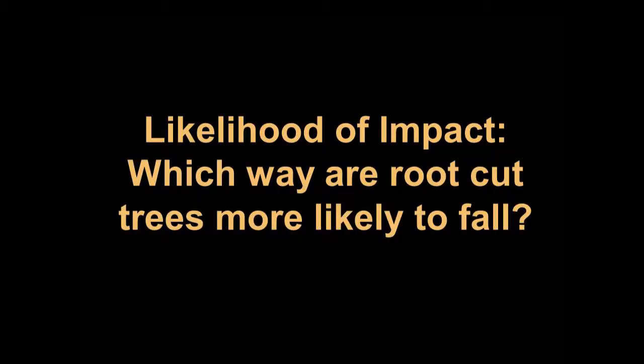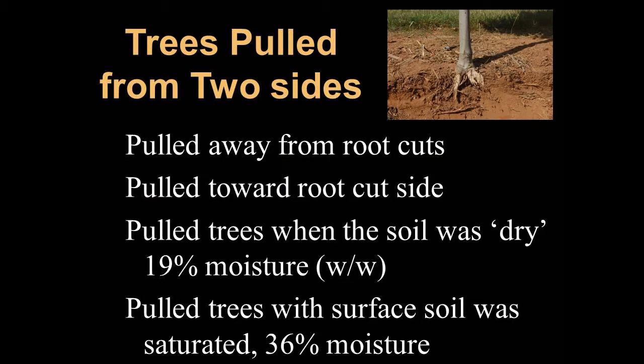Likelihood of impact. Which way are trees more likely to fall with a root cut? So we pulled these trees in both directions. After we cut them, we came back and pulled them in both directions to compare this. We pulled away from the root cut, and we pulled toward the root cut. The trees were pulled when the soil was dry initially. And then we didn't like that answer.